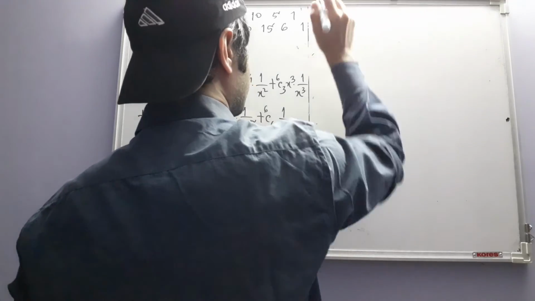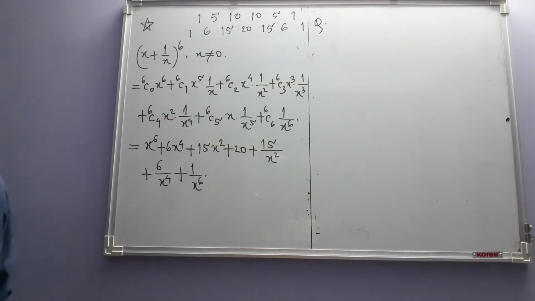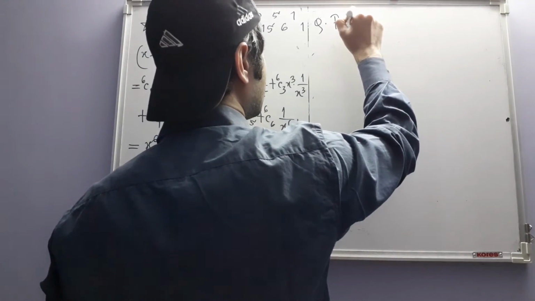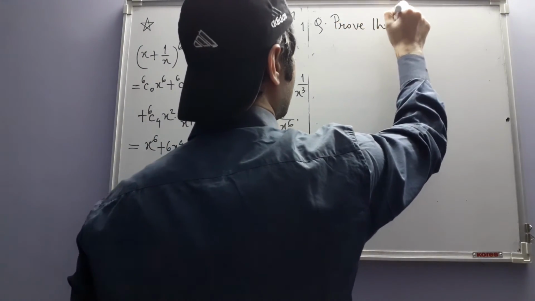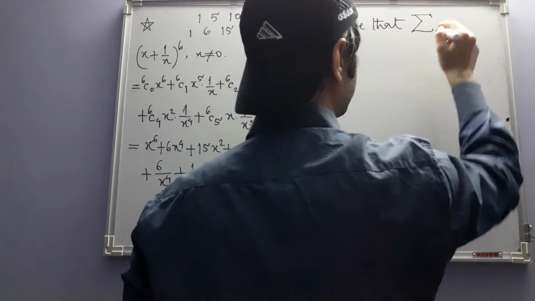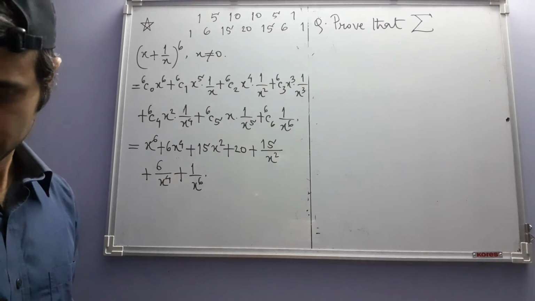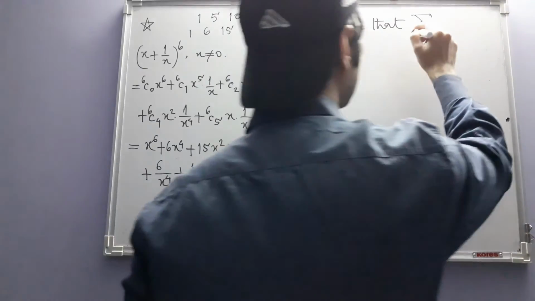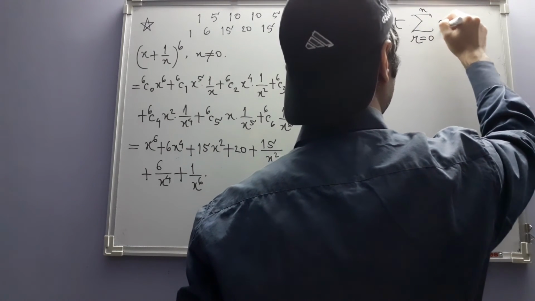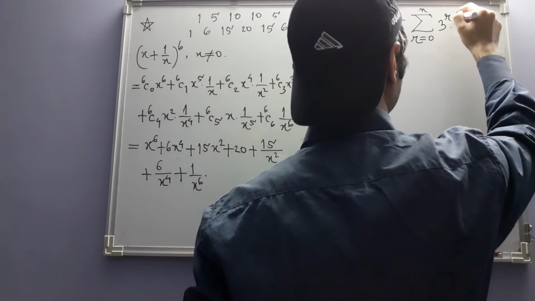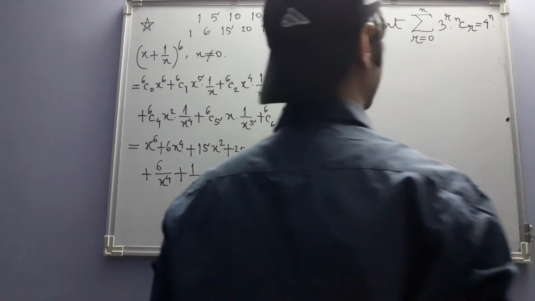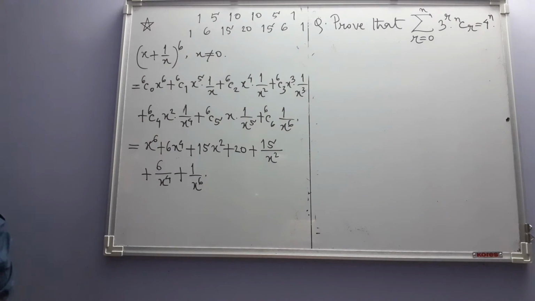Okay, let us take this question. Prove that summation r varying from 0 to n, 3 to the power r nCr is equal to 4 to the power n. This is rather easy.